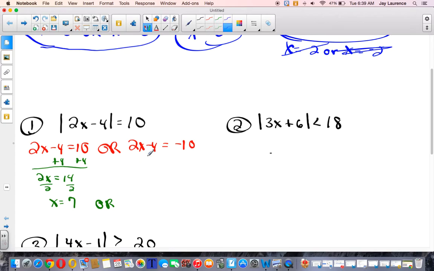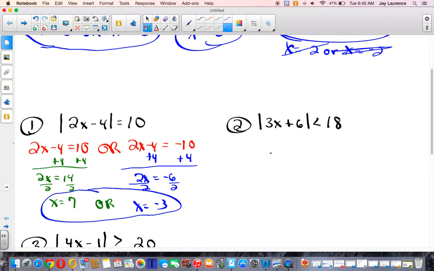Sorry, I'm outthinking myself. Let's solve it and find out what we get. We're not going to get negative 7. Okay, 2x equals negative 6. Divide by 2, divide by 2, x equals negative 3. There we go. We did not get negative 7. We got 7 and negative 3.